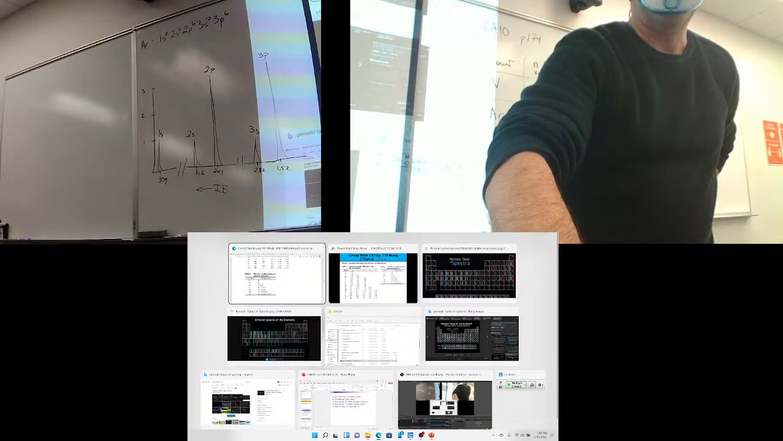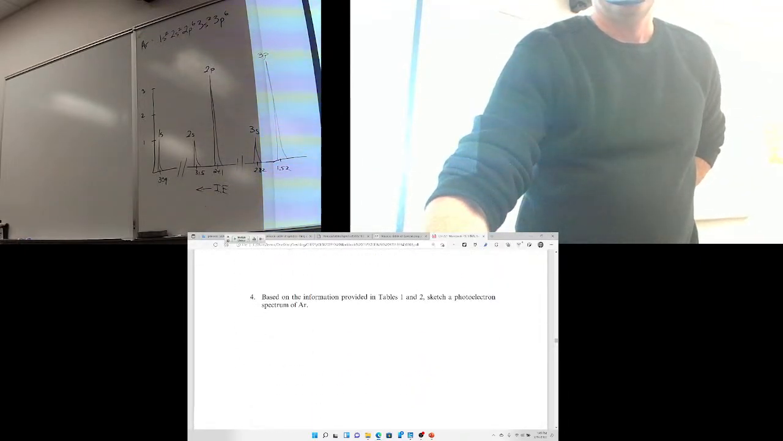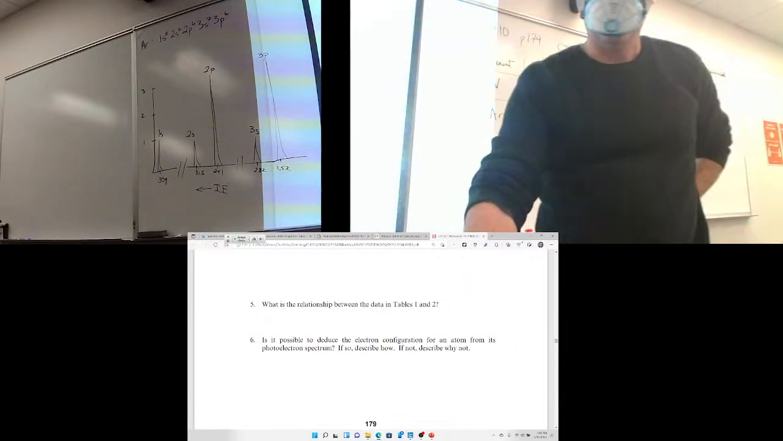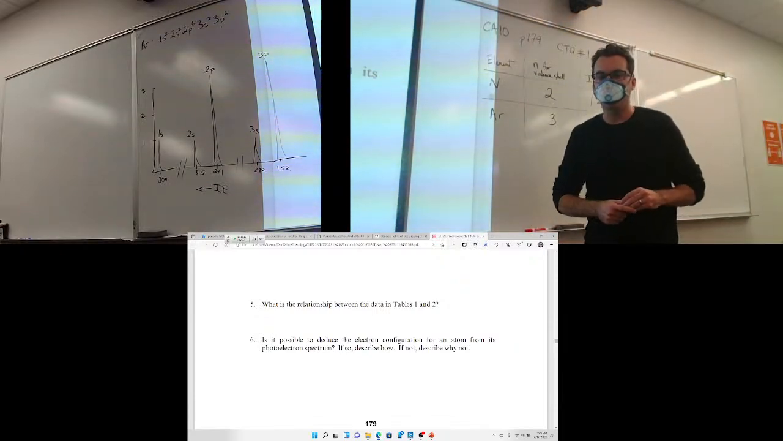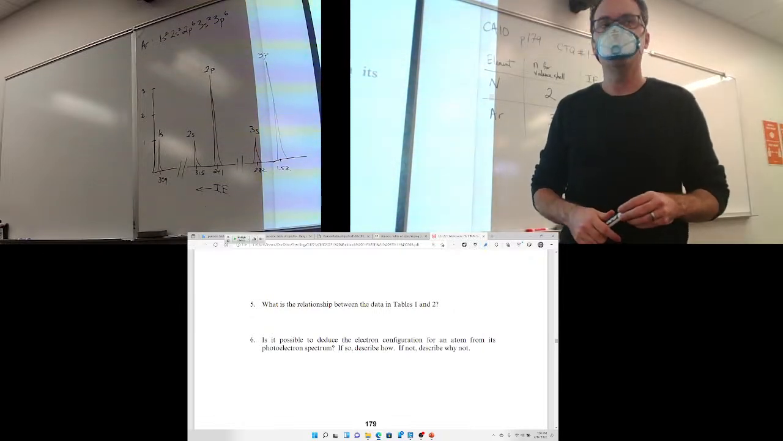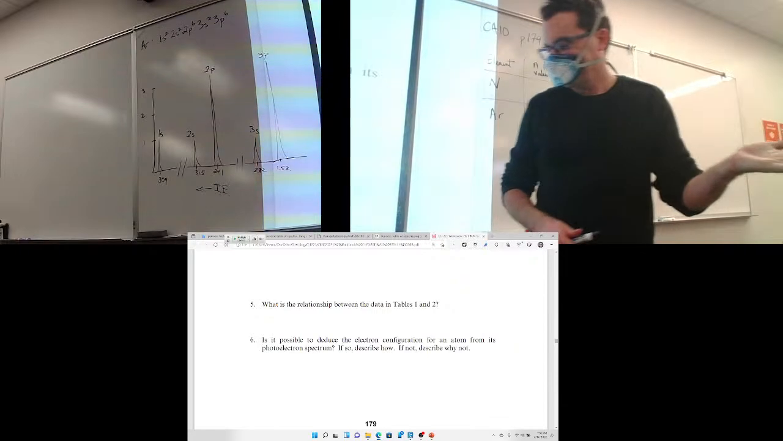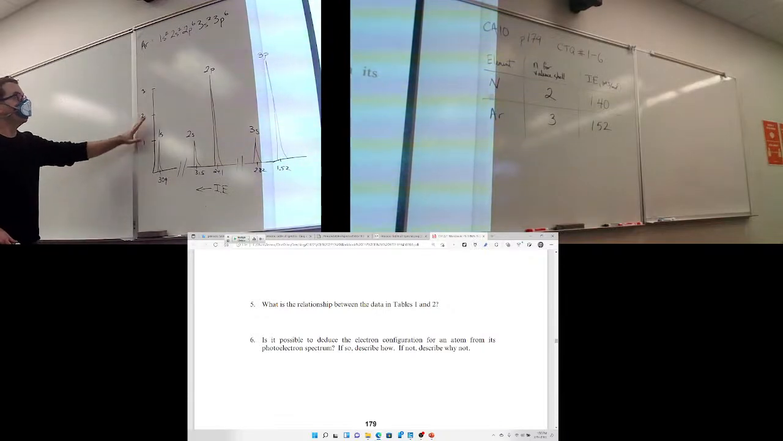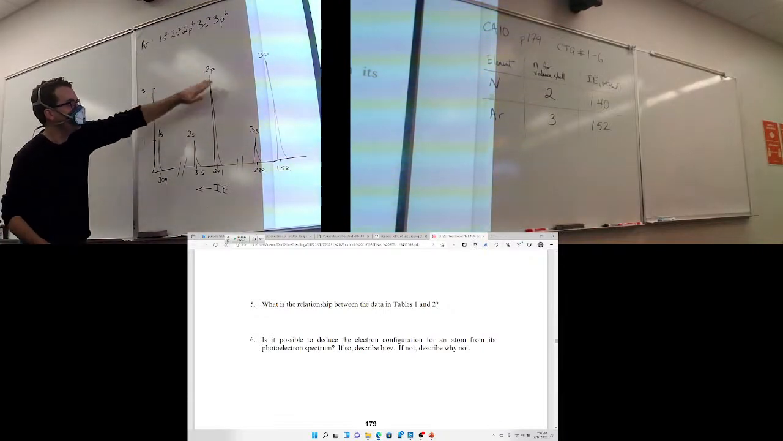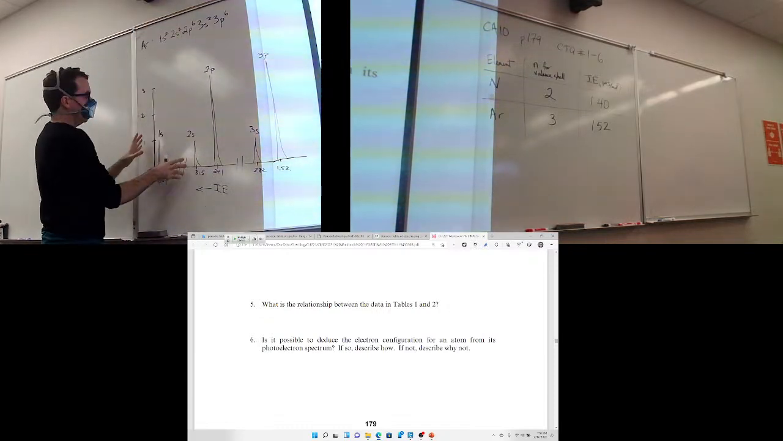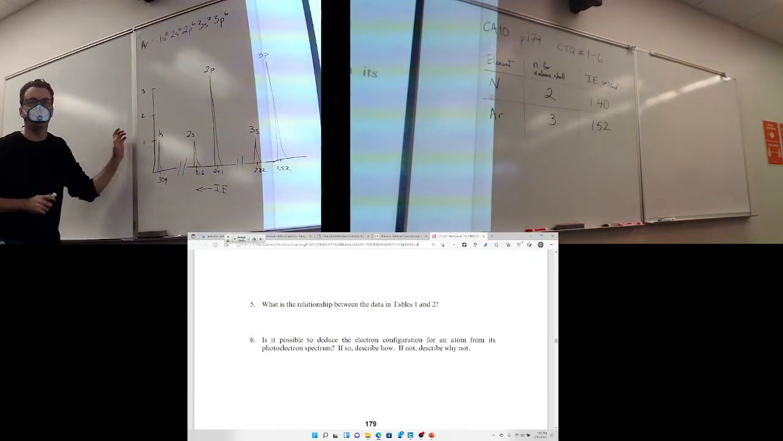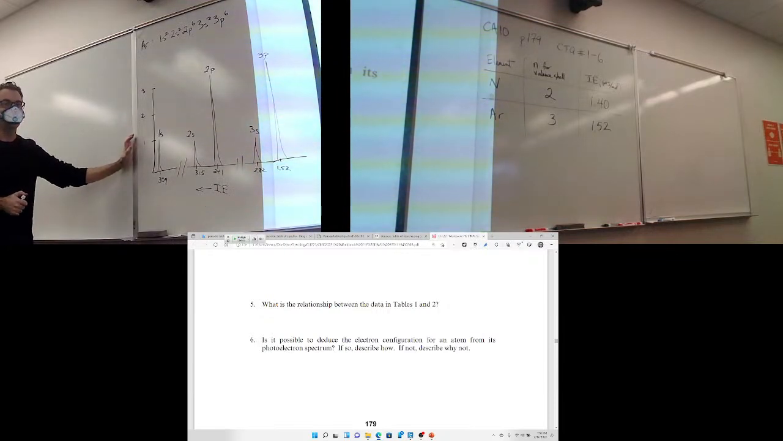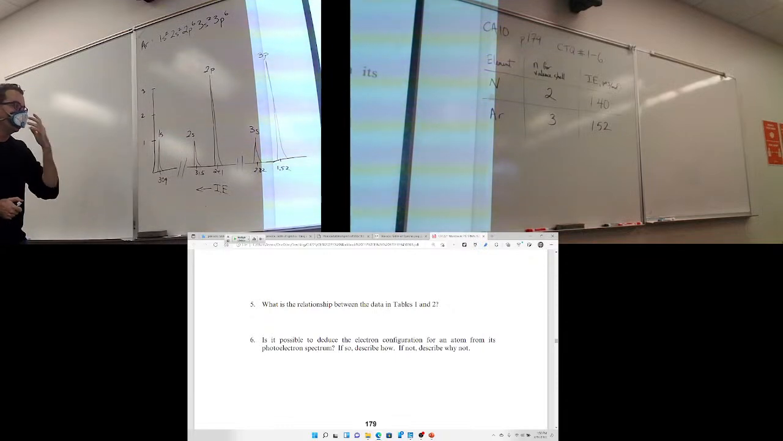Oh, I think I forgot something. Let's see. Number 6? Did we do number 6? No, I think we didn't. Is it possible to deduce the electron configuration for an atom from its photoelectron spectrum? I would say yes, using the ratio. Without knowing that this is 1s and 2s and 2p, could you come up with this from just the peaks? I think you could, because of the ratio 1 to 1 to 3 to 1 to 3.